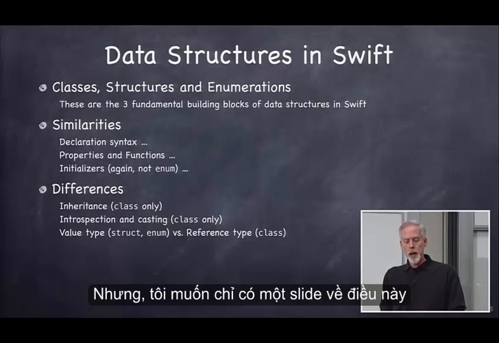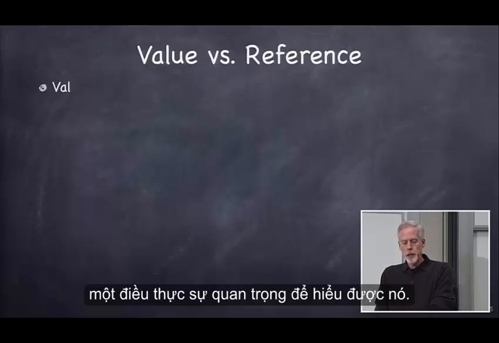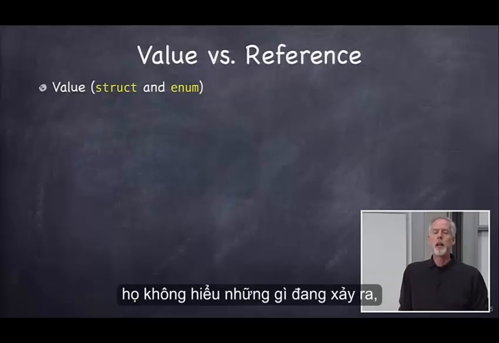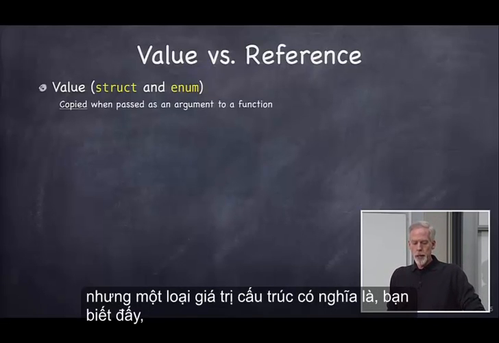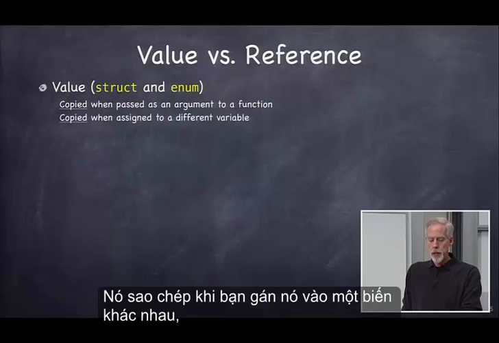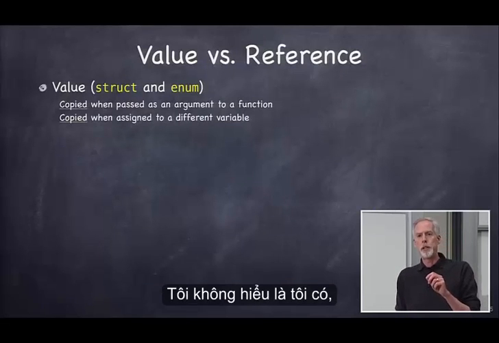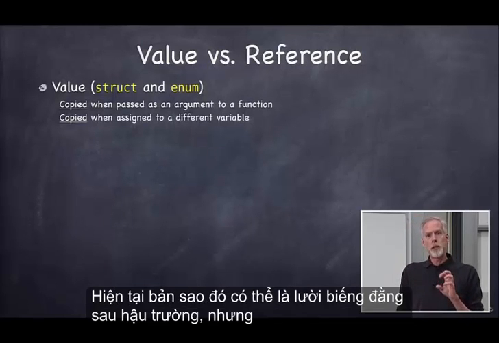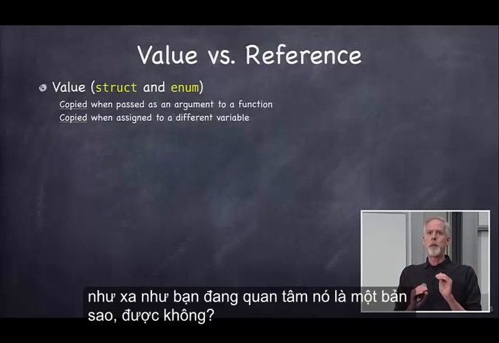But I want to just have a slide on this value type versus reference type again, because it's a really important thing to understand, because people get confused writing the code and they don't really understand what's going on. But a value type, structs and enums, means that it's copied when you pass it into a function. It's copied when you assign it to a different variable. This one especially gets people, they don't understand this. If I have let x equals array, and I say let y equal x, that makes essentially a copy of x. Now, that copy might be lazy behind the scenes, but as far as you're concerned, it's a copy.